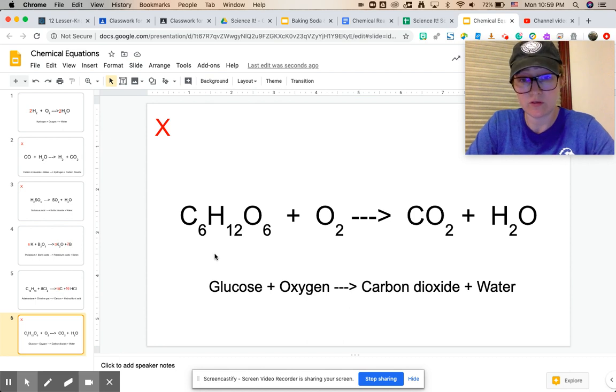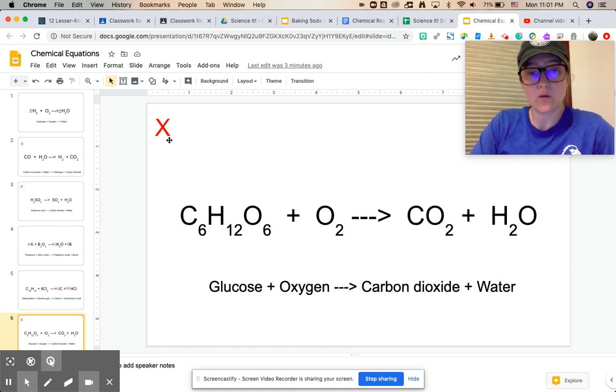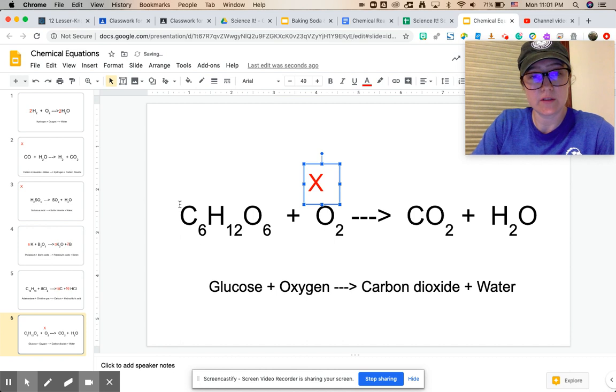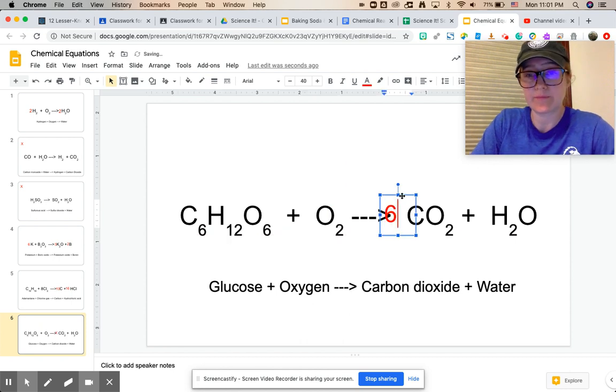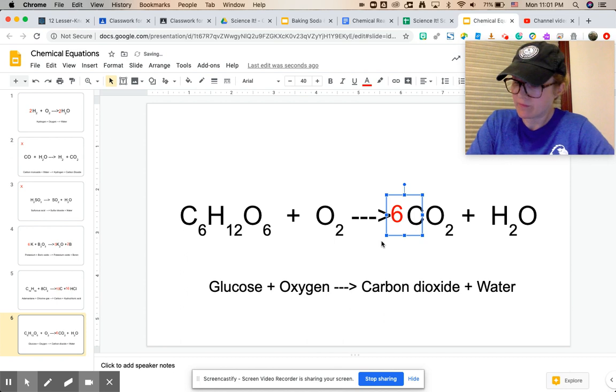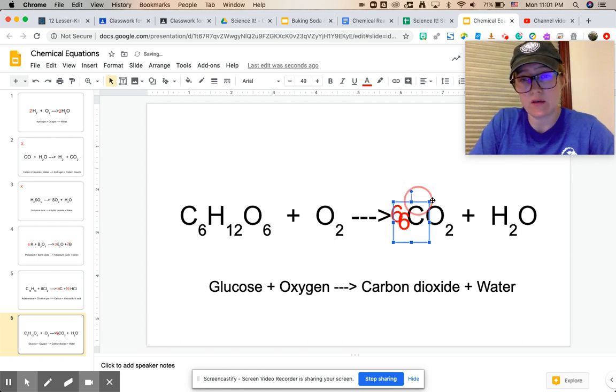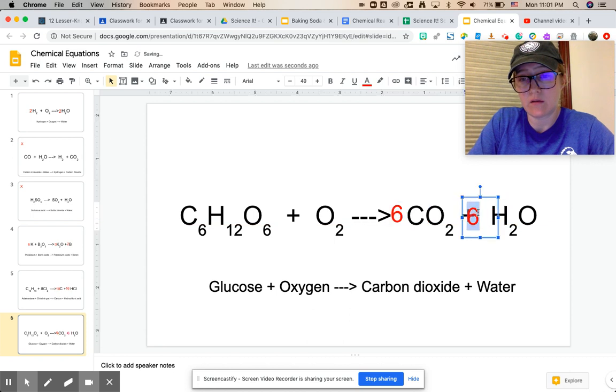Again, if you want to pause this and try to do this yourself, and then unpause it and check my answer with me. Okay, let's look here, C6. We know we have 6 carbons on this side, so let's put 6 carbons on this side. Now we know we have 12 hydrogens on this side, and we only have 2 hydrogens on this side. So we can go ahead and add another 6 here, right? Okay, so carbons are looking good.